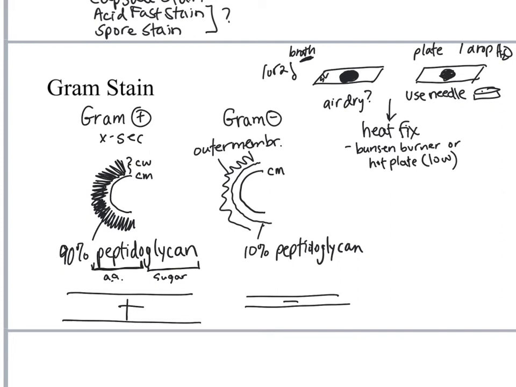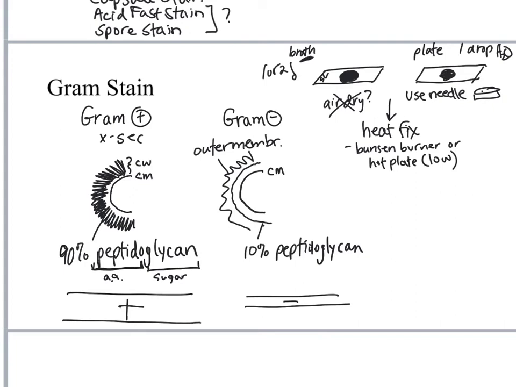I believe the book says that you need to air dry before you heat fix. I have found that that's not really necessary, that the cells aren't distorted at all by not air drying them. It just takes longer when you have to let them sit there and air dry. So I wouldn't worry about that. Personally, I don't think it's really necessary. All right, so I'll show you how to heat fix.